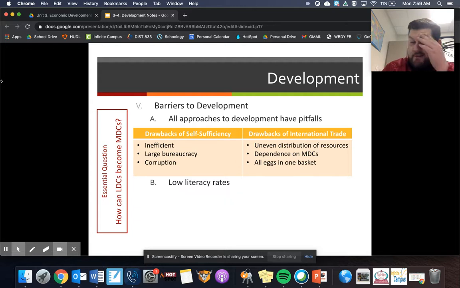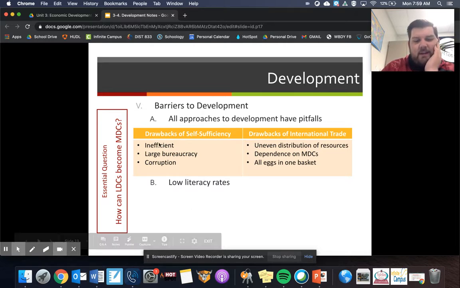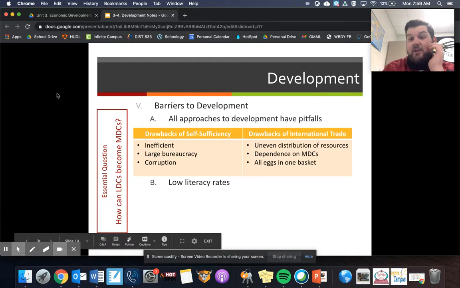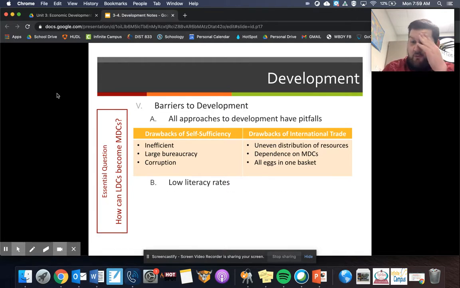The other barriers to development. Okay. The other barriers that lead to low levels of development are low literacy rates. Okay, so these things all are barriers to development. And then the other thing is low literacy rates, right? If your population cannot read or write, that's a problem. And you're not going to develop quite as fast because of the lack of education.